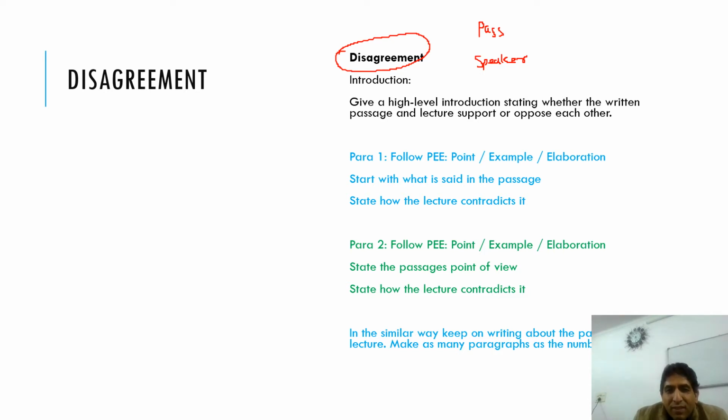When you write the structure, follow this PEE. This is very important to follow. It makes you very organized. First, write down the point. When you start a new paragraph, write the theme sentence or the point, then give an example or whatever extra details are there, and then elaborate upon it. So you can make use of the PEE structure.